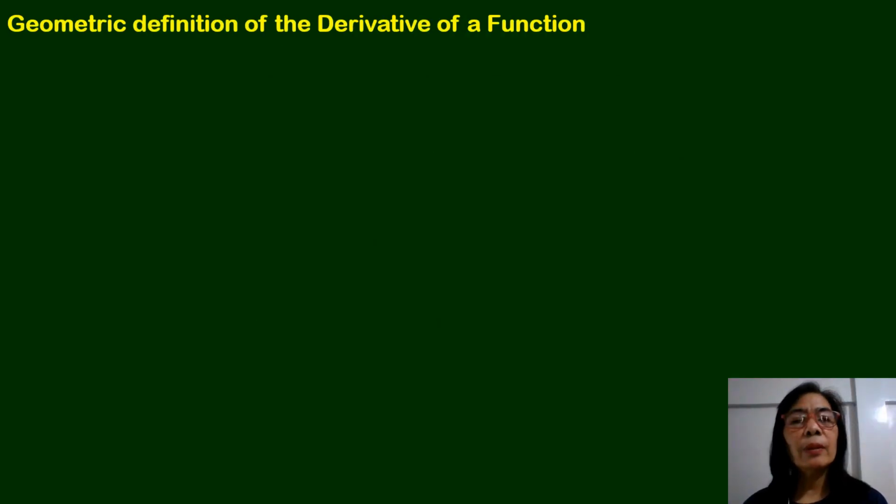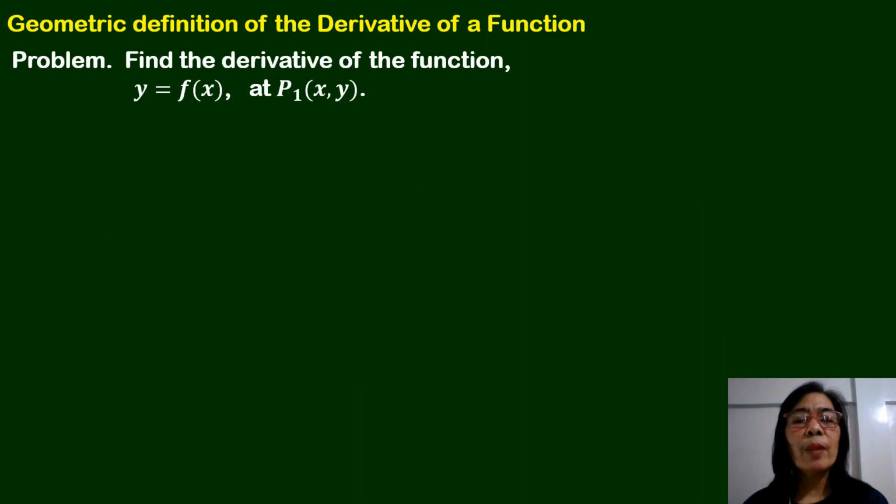I am now going to discuss the geometric definition of the derivative of a function. So let us solve the problem. Find the derivative of the function y is equal to f of x at point 1 having the coordinates x, y. Okay, I am going to enumerate the solutions on finding the derivative of the function.